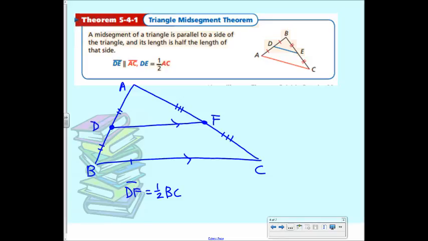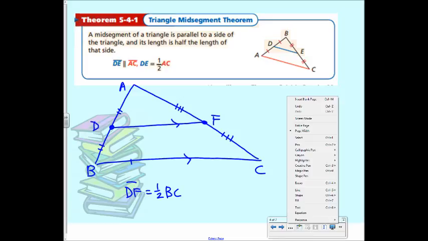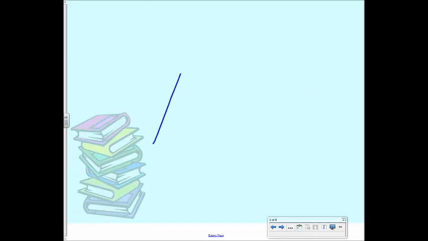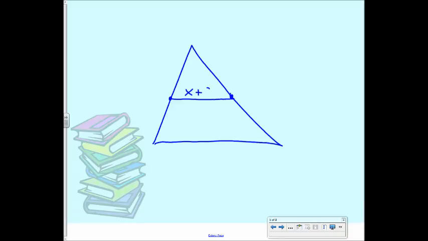That's it. So how do we use that? Yeah, you could. Or if I tell you something like this, x plus 8, and this is 4x plus 6, and I tell you that that's a midsegment, what could you do to solve for x?